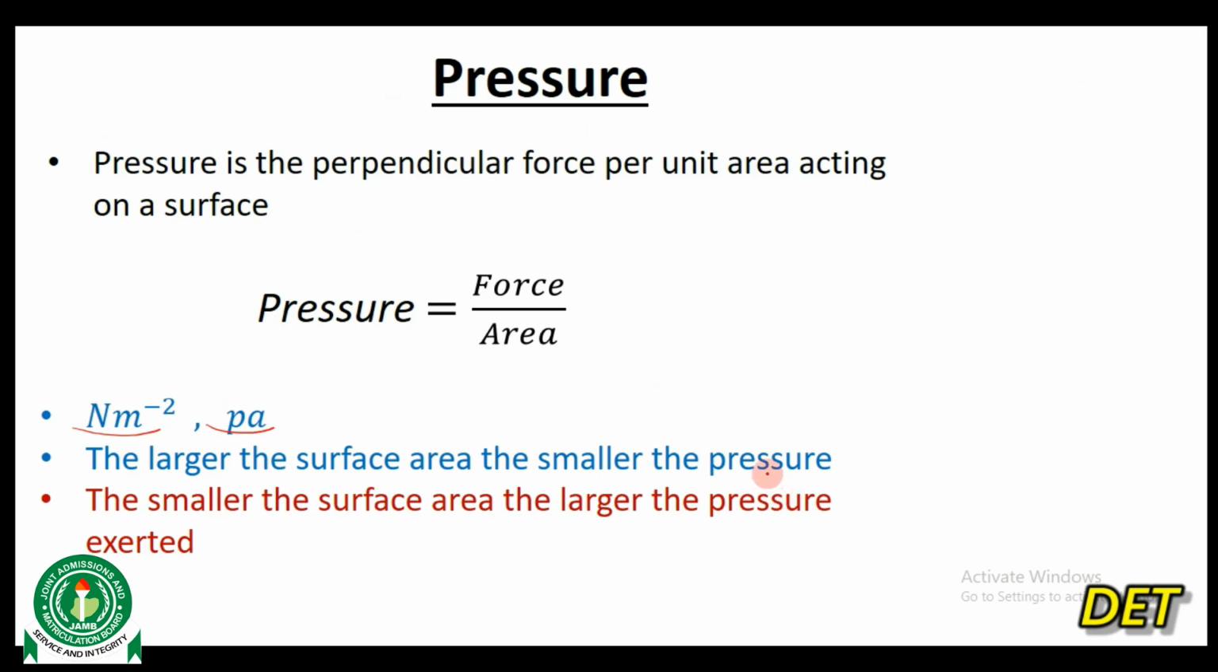So in summary, we've looked at what pressure is. Like I said, pressure is the perpendicular force per unit area acting on a surface. The formula is pressure is equal to force over area, and the SI unit of pressure is Newton per square meter, also known as the Pascal. Then, the larger the surface area, the smaller the pressure, and the smaller the area, the larger the pressure, because pressure is inversely proportional to area. So if the area decreases, pressure will increase. If the area increases, pressure will decrease.